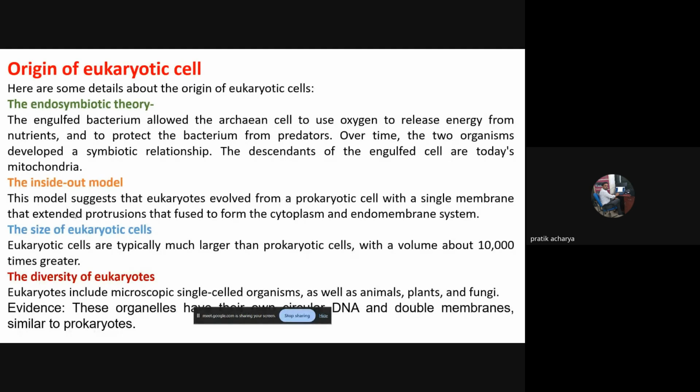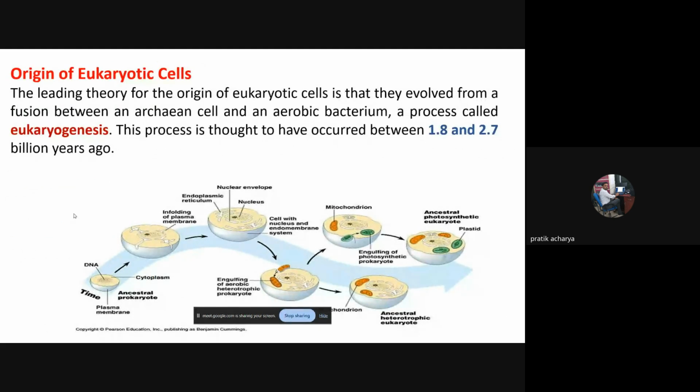So for that, certain theories are very important. The first theory is the endosymbiotic theory. This theory explains what? This theory explains that eukaryotic cells evolved through a symbiotic relationship between different prokaryotic species. As I have already mentioned, the prokaryotic archaea and bacteria develop a symbiotic relationship between them to generate another kind of cell.